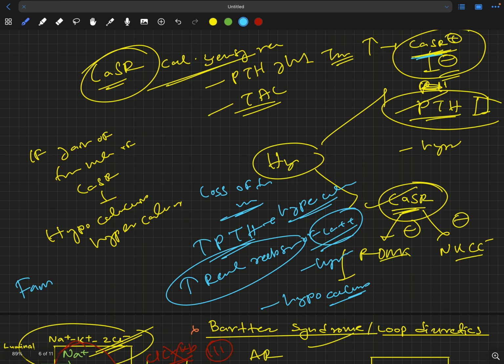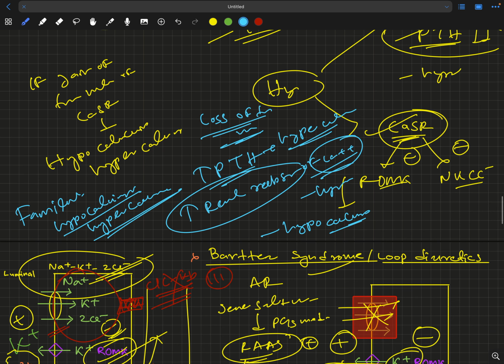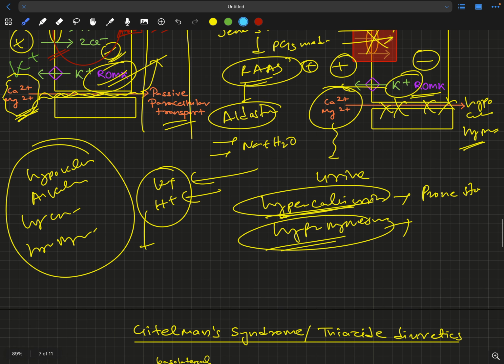So this is called familial hypocalciuric hypercalcemia. If there is loss of function mutation of CaSR, this is called familial hypocalciuric hypercalcemia. This is due to loss of function mutation of CaSR. So this is all about CaSR, how CaSR maintains all these things.